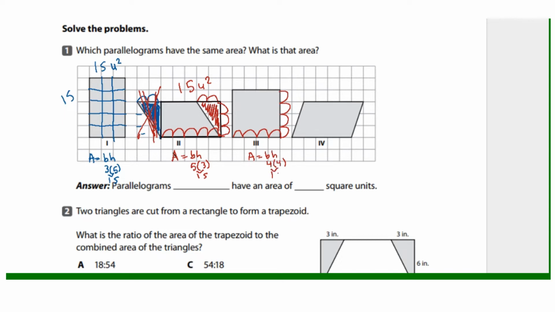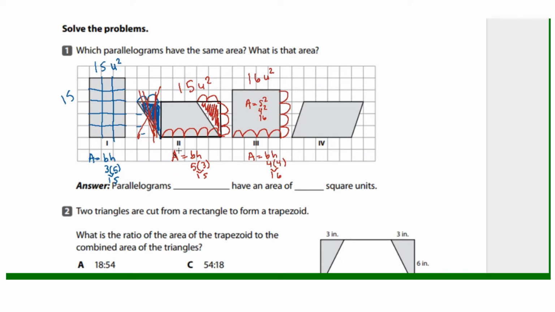And 4 times 4 is 16. Now, this is a square because all sides are equal. So we could use area equals side length squared, and that side length is 4. 4 squared is 4 times 4, which is 16. But because I didn't know if all sides were equal, when I substituted in, I just used base times height. So this square has an area of 16 square units.